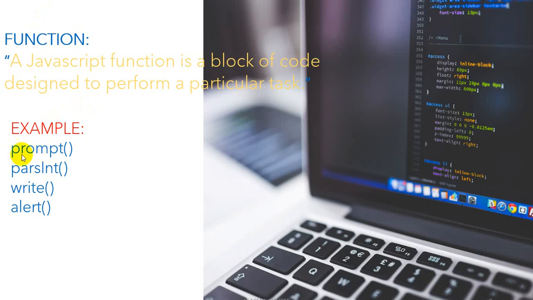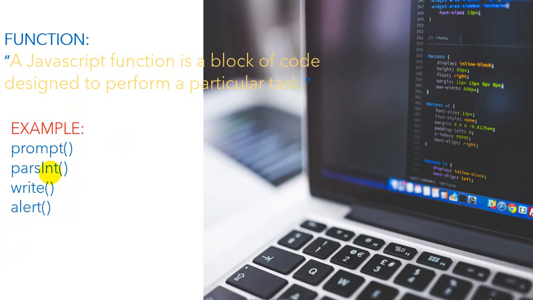Prompt, if you remember, is used to create a prompt box in which you can insert certain value or accept value from the user. In the same way, parse int is a function which is used to convert string value into integer value. Write is again a function which is used to display or write something on your browser. And alert, obviously we have seen what is alert. Alert is a function which will create an alert box on your browser.